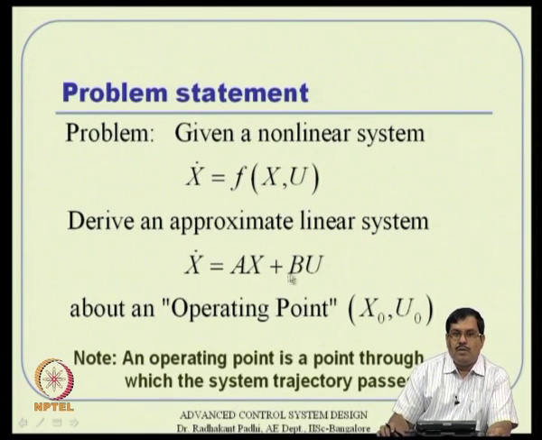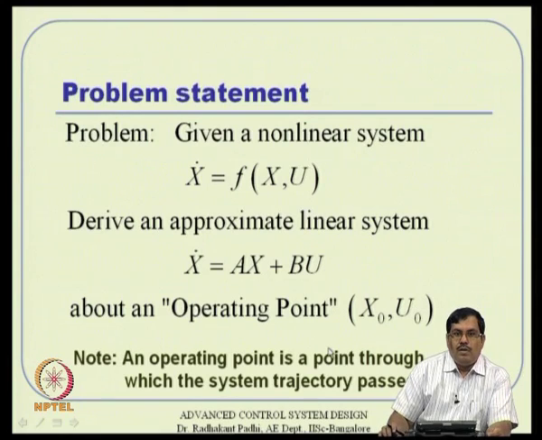So, this particular thing what you see here, x dot equal to A x plus B u, can have different values of A and B as you keep on changing this operating point x 0, u 0. So, this nonlinear system can remain same, but the linearized system can be different when you change the operating point. We will also give an example.